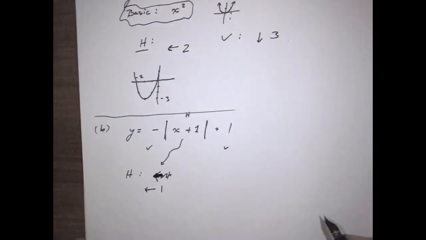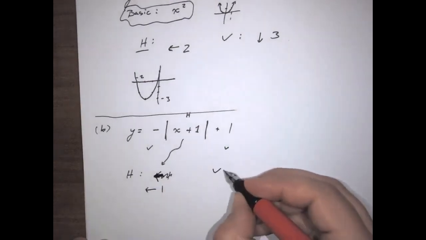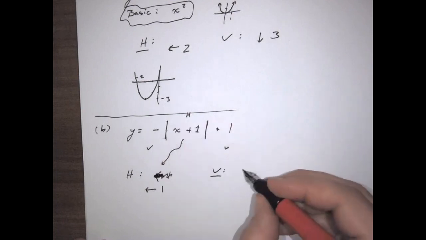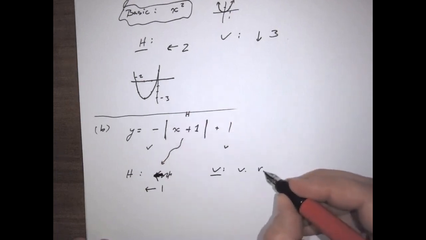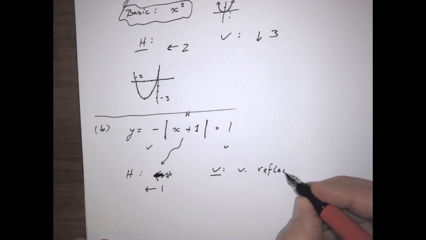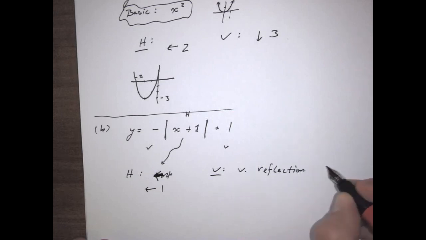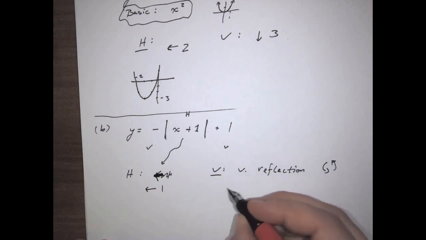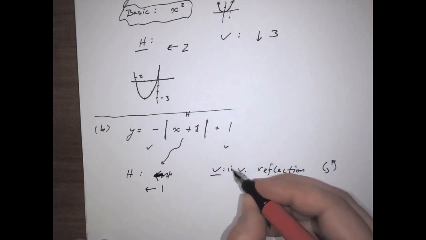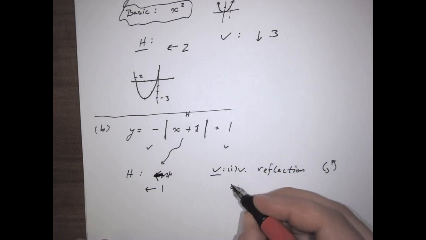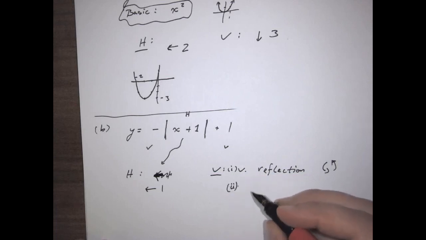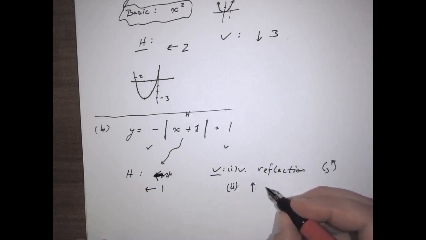As for the vertical side of things, we've got 2 things going on. First off, a vertical reflection. So the whole graph should be upside down. And second off, we've got a shift up 1 unit.